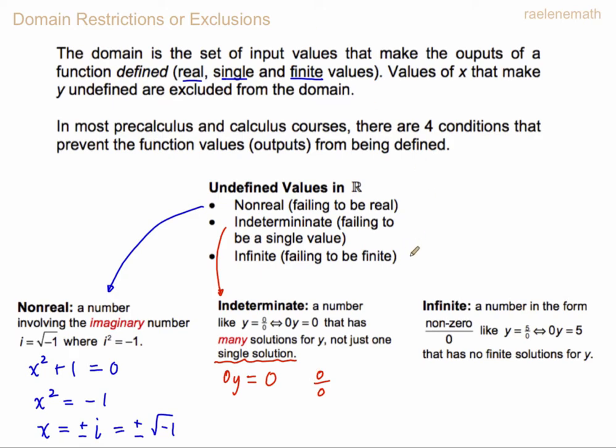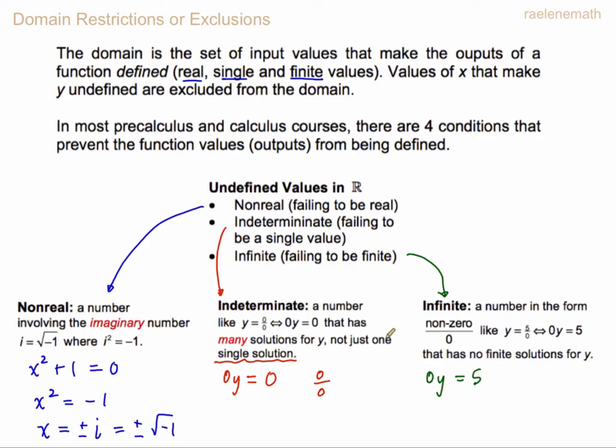And lastly, we might consider a number that fails to be a finite number, such as when you have non-zero over 0. Because if you multiply through by the 0, we get 0y equals 5. And there's no finite, reasonably sized number that you can multiply by 0 to get 5.